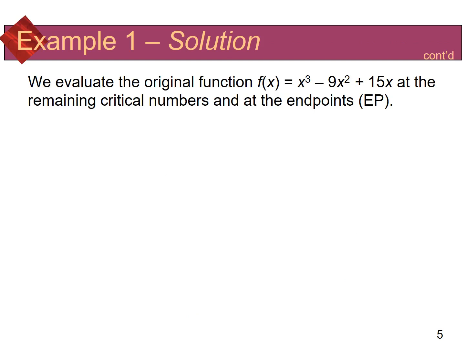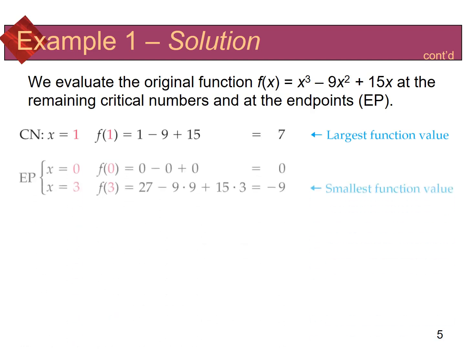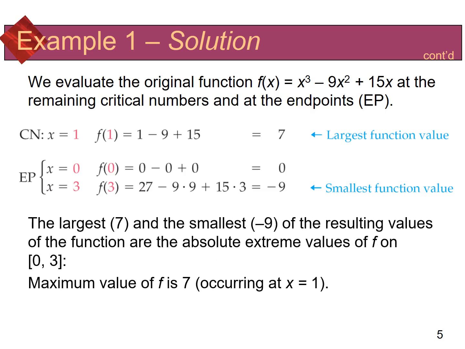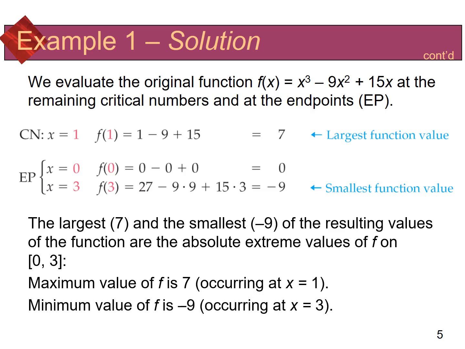So now we're going to evaluate the original function using the remaining critical numbers and the endpoints. So x equals 1, it's the largest function value. Endpoints at 0 and 3, I have 0 and negative 9. Negative 9 is the smallest function value. So the largest, 7, and the smallest, negative 9, of the resulting values of the function are the absolute extreme values of f. So we have a maximum value of f is 7, which is occurring at x equals 1. And we have a minimum value of f, which is negative 9, occurring at x equals 3.